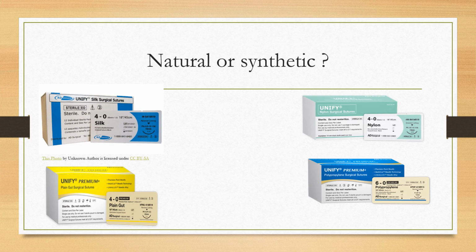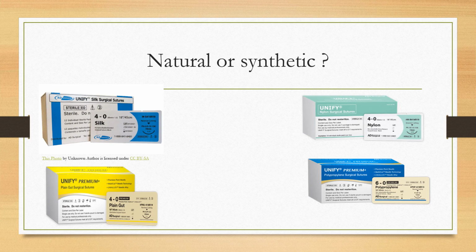First of all, we need to know: is that suture material natural or synthetic? Actually, this is not a very important thing to know, but in case somebody asks you, at least you have an answer. For example, silk is a natural material. It comes from the larva of the cocoon, from the worm. And plain gut, for example, is also a natural suture material. It comes from the bowel of the sheep. I know they call it catgut, but it doesn't come from the cat, it comes from the sheep.